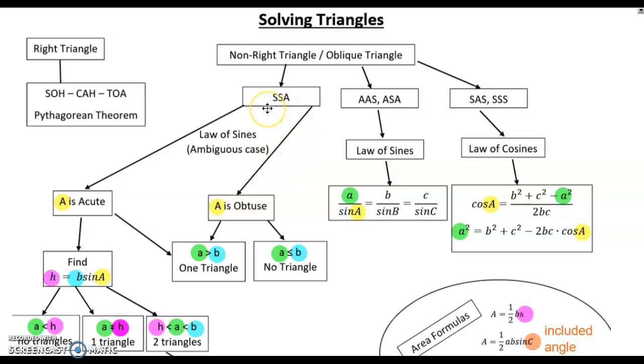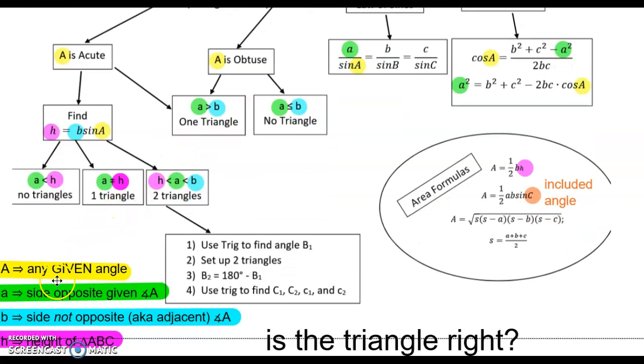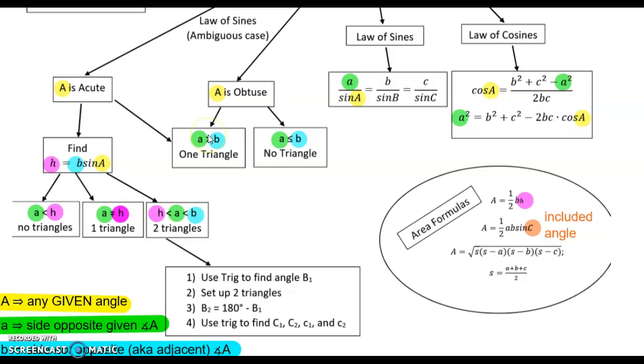The way we're going to determine how many triangles we have is by comparing our given angle. Once we see that we have a side-side-angle triangle, we're going to determine if that angle is acute or obtuse. Acute means less than 90 degrees, and obtuse means between 90 and 180 degrees. Please keep in mind that although it says angle A on your flowchart, that really stands for any angle that's given. So it could be called anything. You might not have a triangle that's named triangle ABC. So this A stands for any angle that's given in the problem.